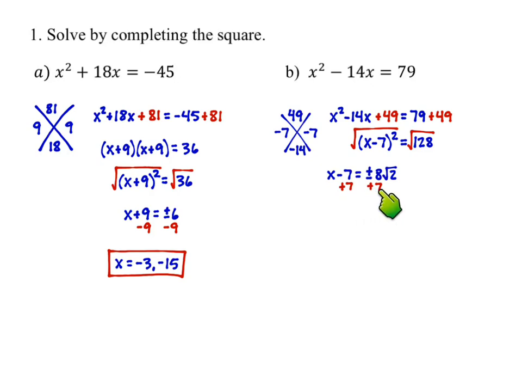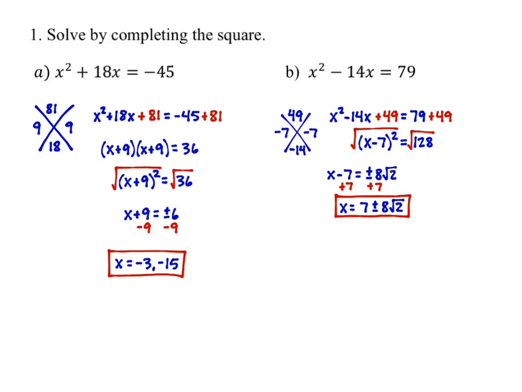Now when I add 7, 8 rad 2 and 7 are not like terms because this has a rad 2 that I'm multiplying by and this doesn't. So we're just going to leave this as 7 plus or minus 8 rad 2. That's my answer in simplest radical form.